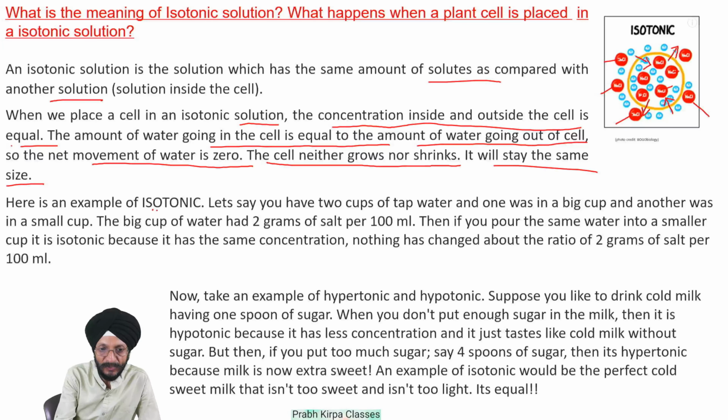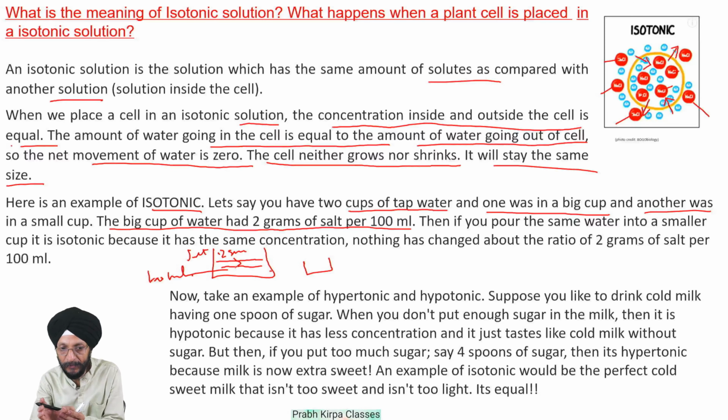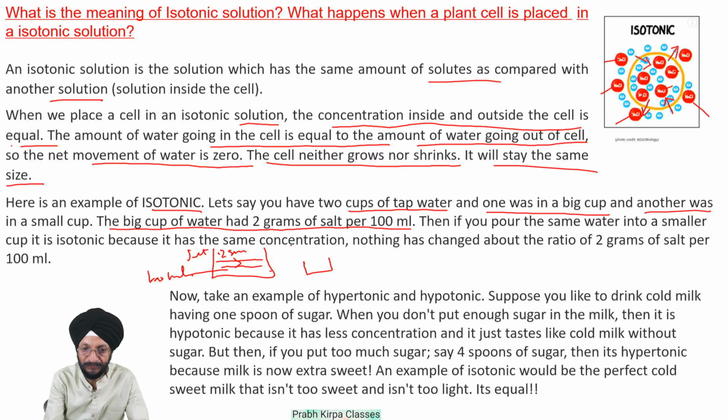Here is an example of isotonic. Let us say you have 2 cups of tap water and one was in a big cup. Suppose this is a big cup, this is small cup. The big cup of water has 2 grams of salt. This is water in which we have 100 milliliter of water. We have put in it 2 grams of salt in it. In the 200 milliliter water, we have put 2 grams of salt.